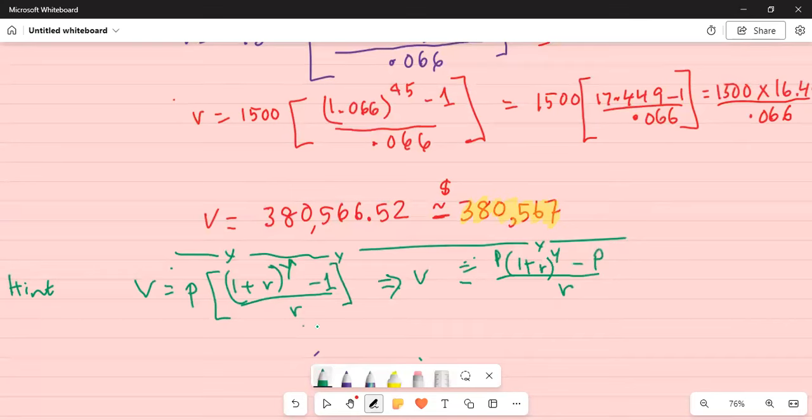So that is V equal to that, now I will multiply both sides by R. So R times V is equal to P times 1 plus R invested for a period of Y years, minus P. Now what is this? So it is the growth in investment.